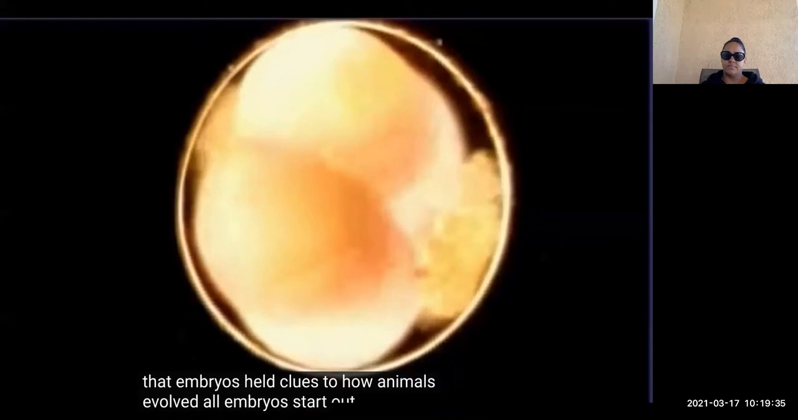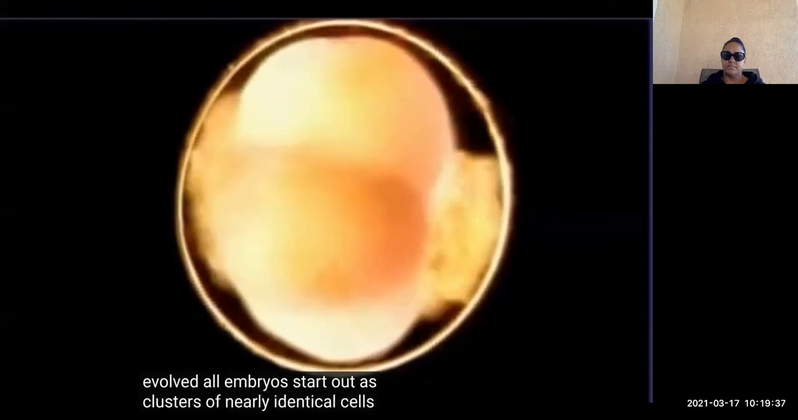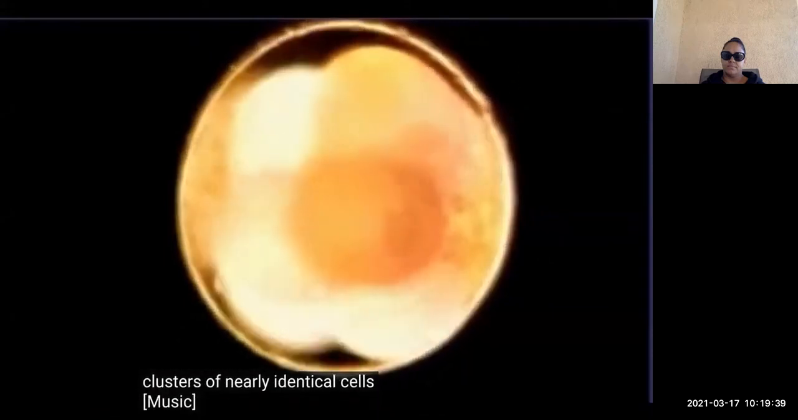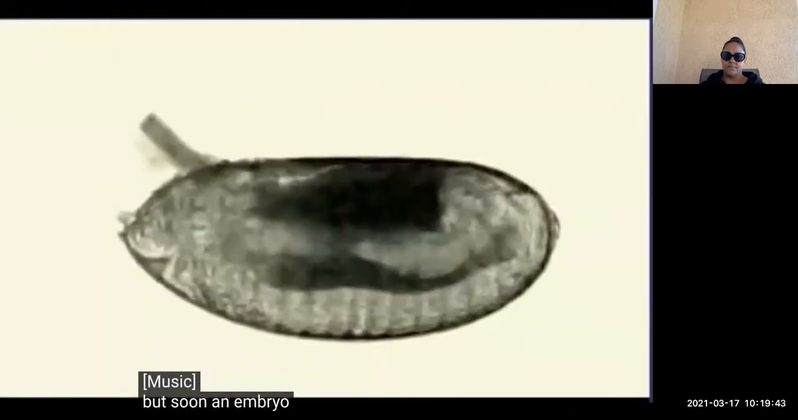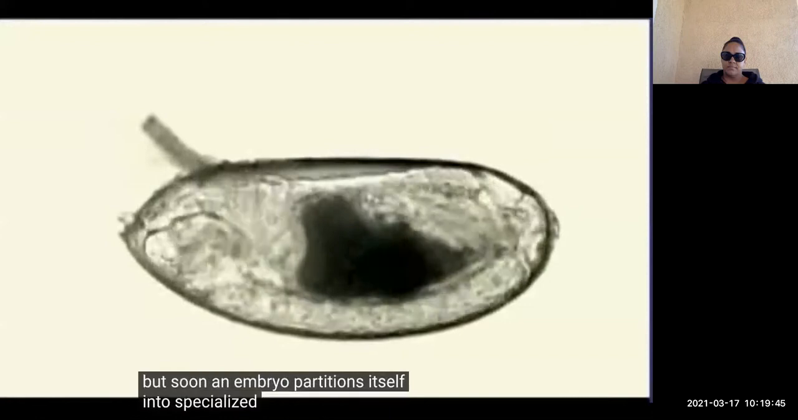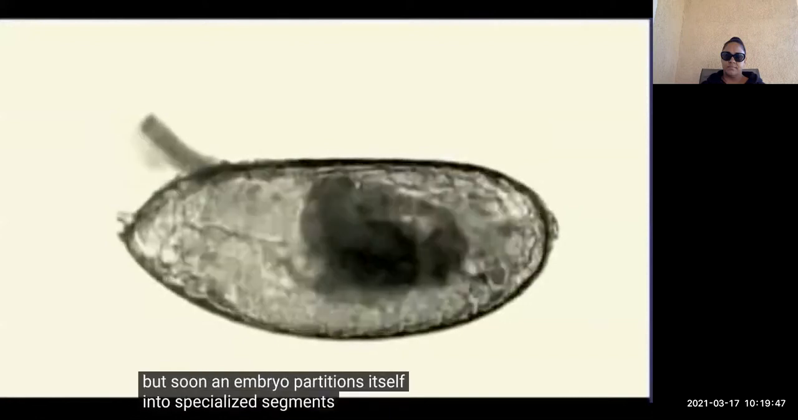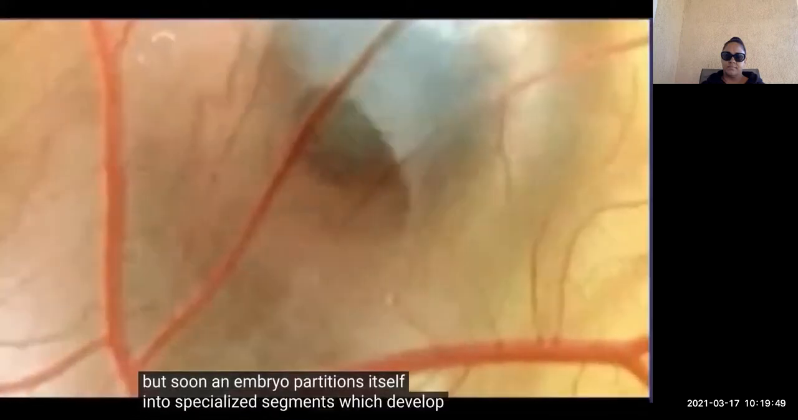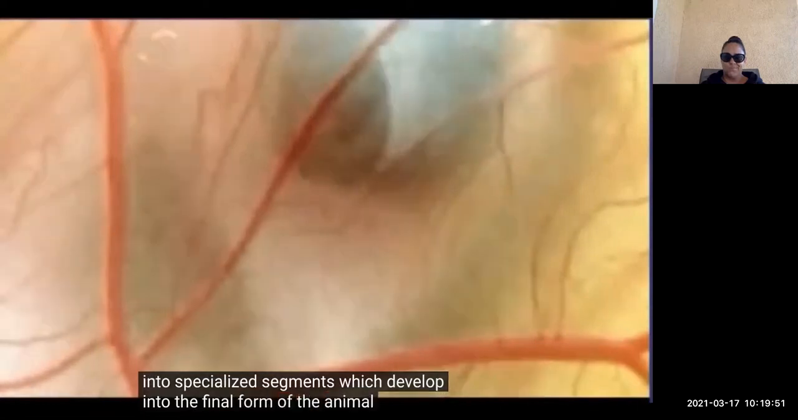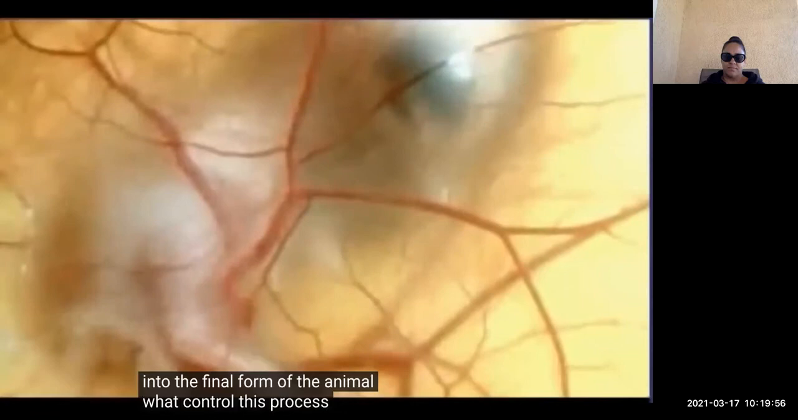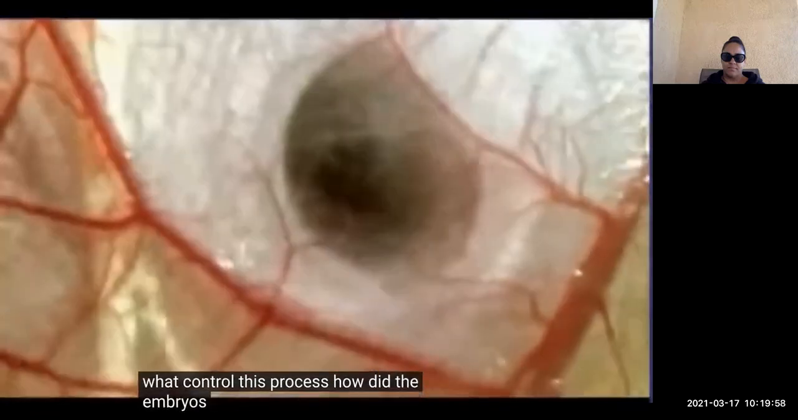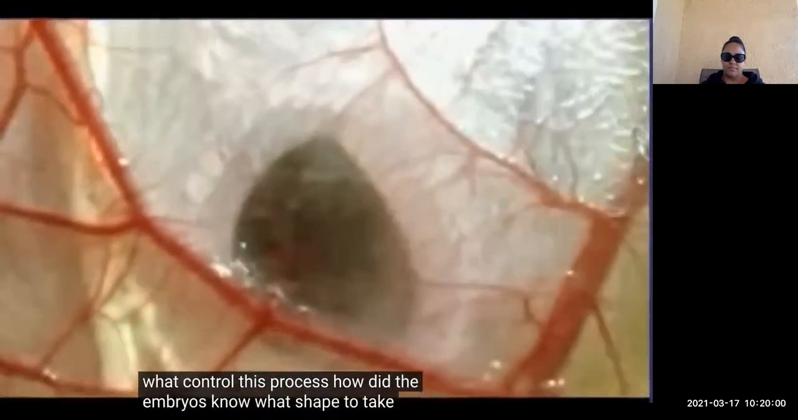All embryos start out as clusters of nearly identical cells. But soon, an embryo partitions itself into specialized segments, which develop into the final form of the animal. What controlled this process? How did the embryos know what shape to take?